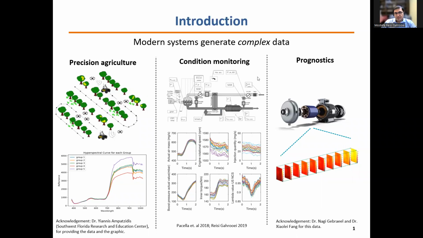In condition monitoring, a process may be equipped with a large number of sensors that are evaluating the performance of the system. For example, here is a vehicle engine that is equipped with different sensors, and these are examples of these sensor measurements. In prognostics, a sensor can be used to evaluate or predict the remaining lifetime of equipment. For example, a thermal camera is used here to predict the remaining lifetime of an aircraft engine.